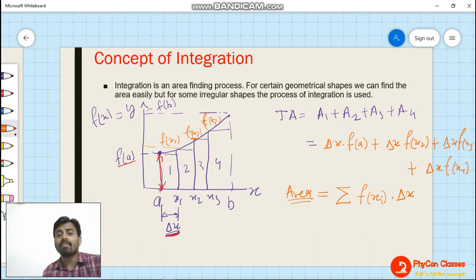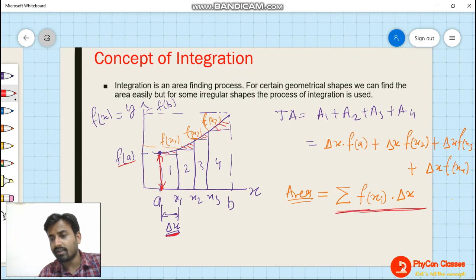There will be some kind of error in the area, and we can represent that error like this. I am just hatching this error. And to reduce this error, what do we need to do? We need to increase the number of rectangles. We reduce delta x, increase the number of rectangles, and the hatched area is going to reduce. Right? So this is one way of finding the area.